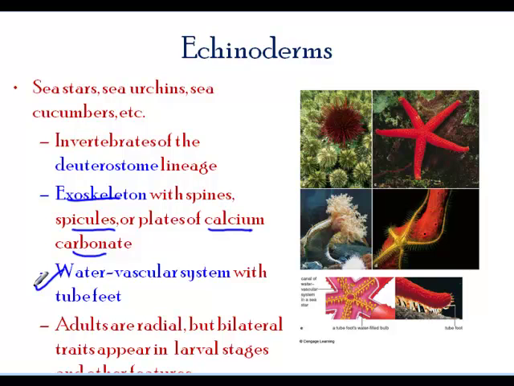They also have a water vascular system, and they have tube feet. So if you look on the bottom of the echinoderms, you can see the tube feet that are shown to you in these diagrams. They are radial, but the bilateral trait appears in larval stages. So in a lot of these we didn't really see bilateral symmetry. The only bilateral part we saw in these were the mouth and the anus.